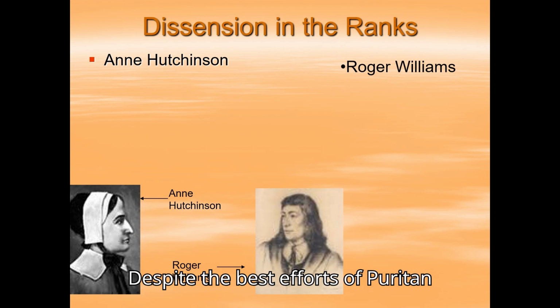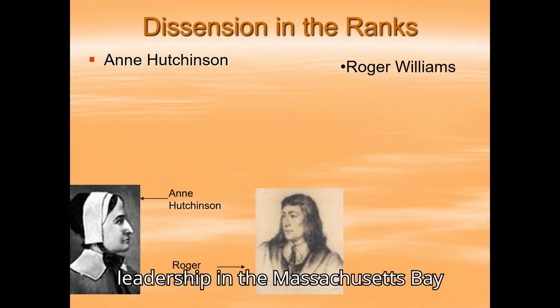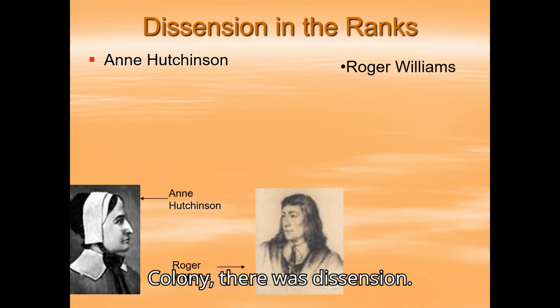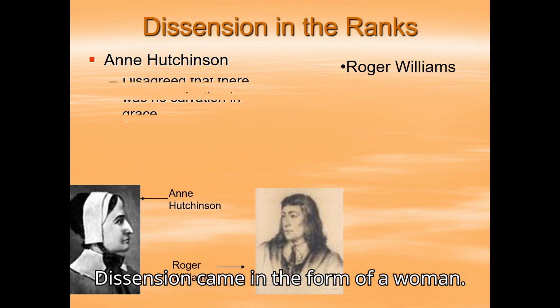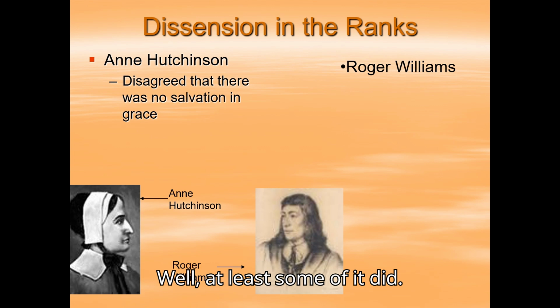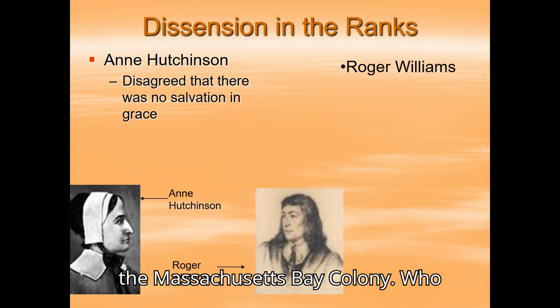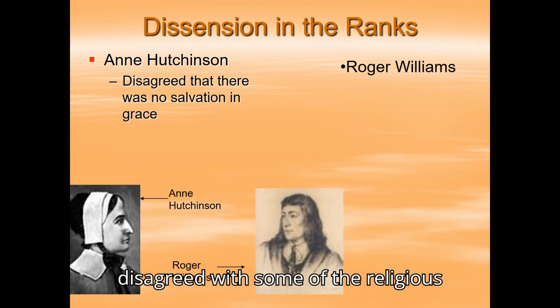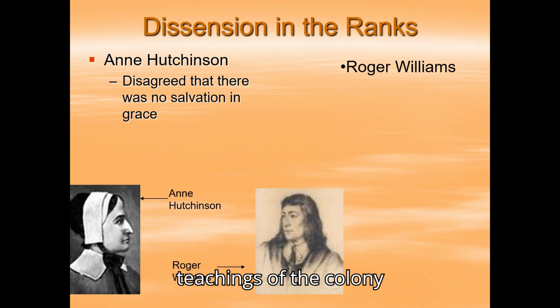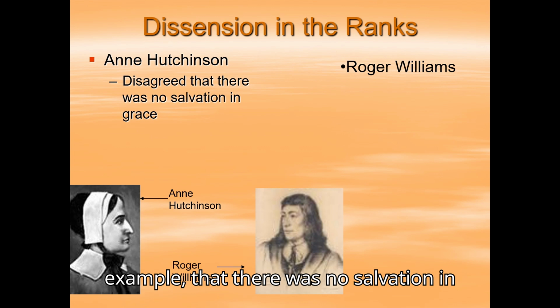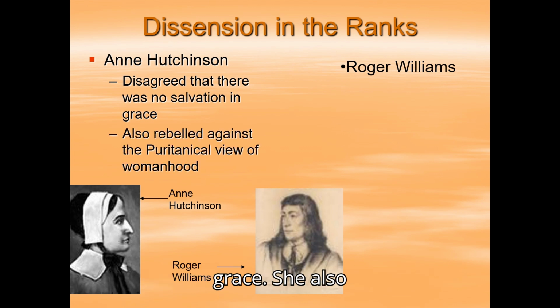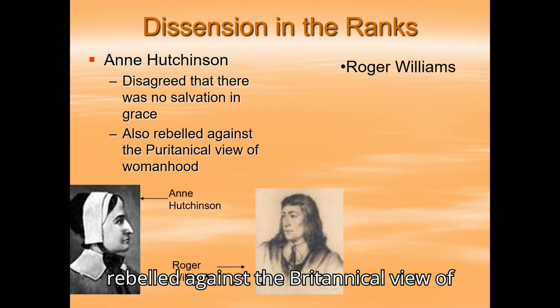Despite the best efforts of Puritan leadership in the Massachusetts Bay Colony, there was dissension. Dissension came in the form of a woman, well, at least some of it did. Anne Hutchinson was an outspoken, very pious, highly religious, well-regarded member of the Massachusetts Bay Colony who disagreed with some of the religious teachings of the colony leaders. She disagreed, for example, that there was no salvation in grace. She also rebelled against the puritanical view of womanhood.